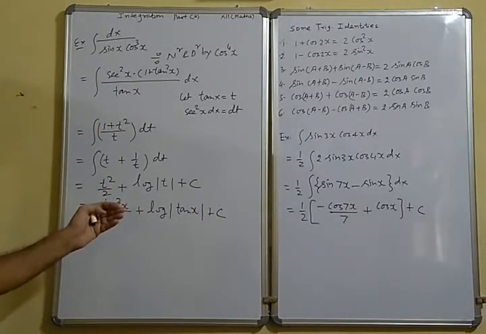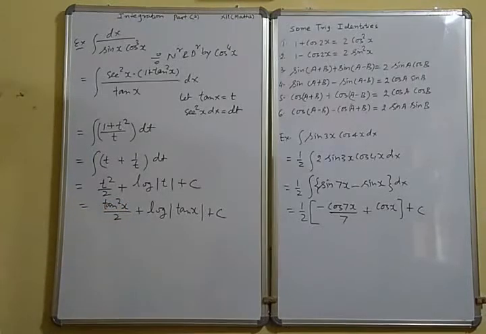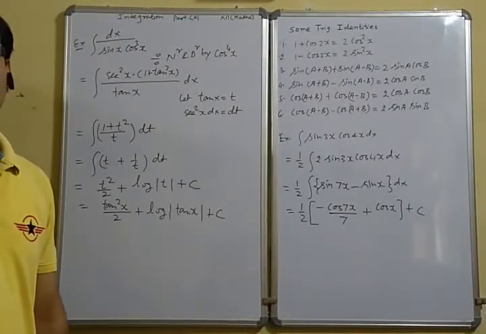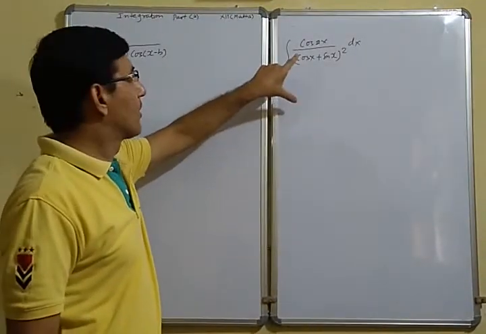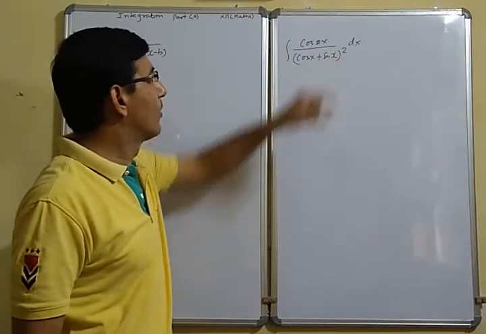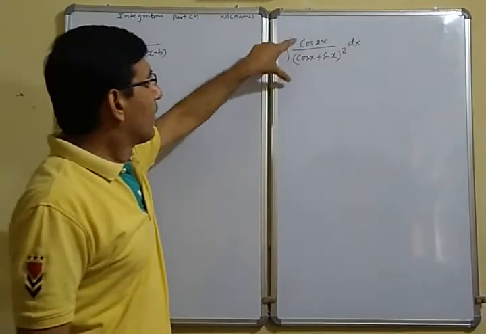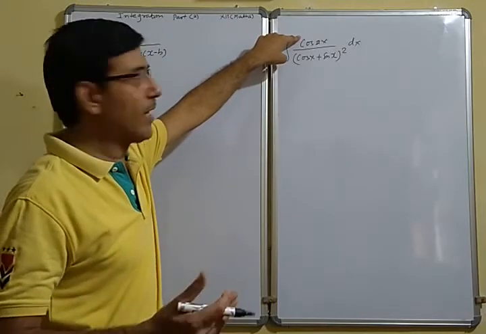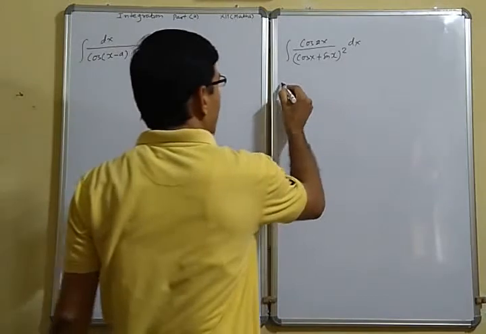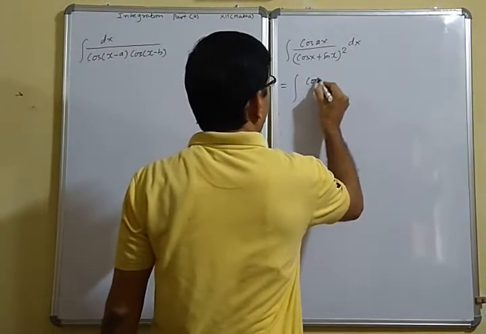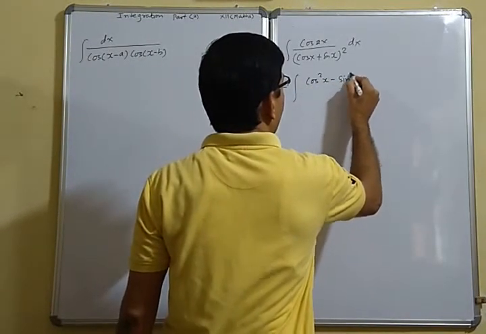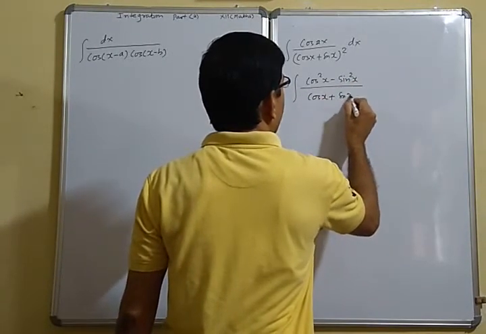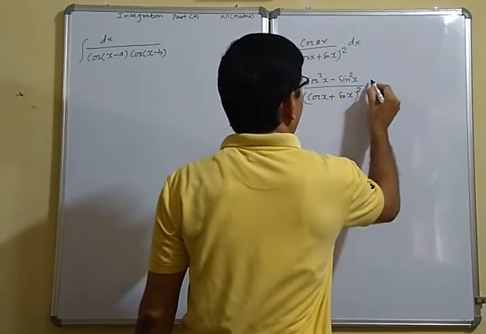Now next we take another example: integration of cos 2x upon (cos x plus sin x) whole square dx. Now we know that cos 2x is equal to cos square x minus sin square x. So in the next step, it becomes cos square x minus sin square x divided by (cos x plus sin x) whole square dx.